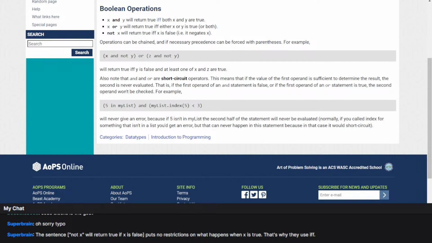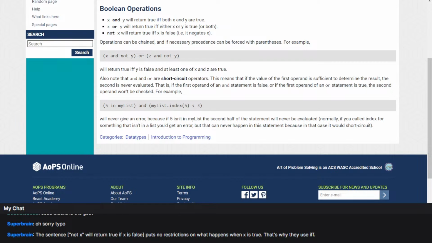Wait, so let's say you didn't use if and only if. Then what are you saying? Like if you use plain English words. So the opposite case, X is true. What do restrictions on X being true? What does that even mean? In the event X is true.